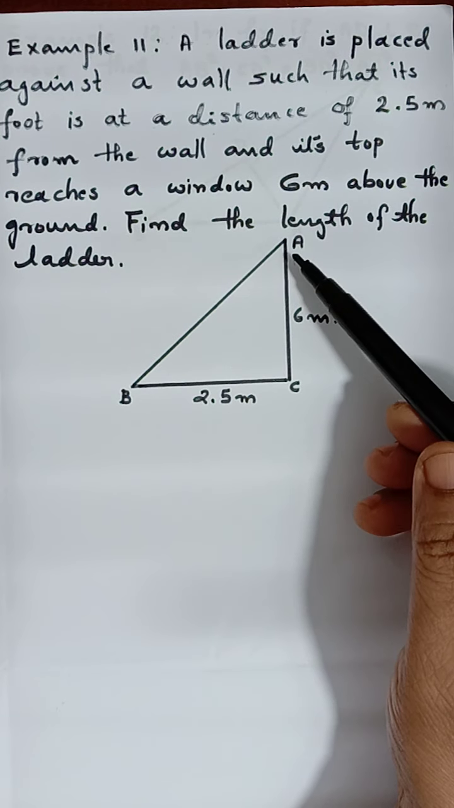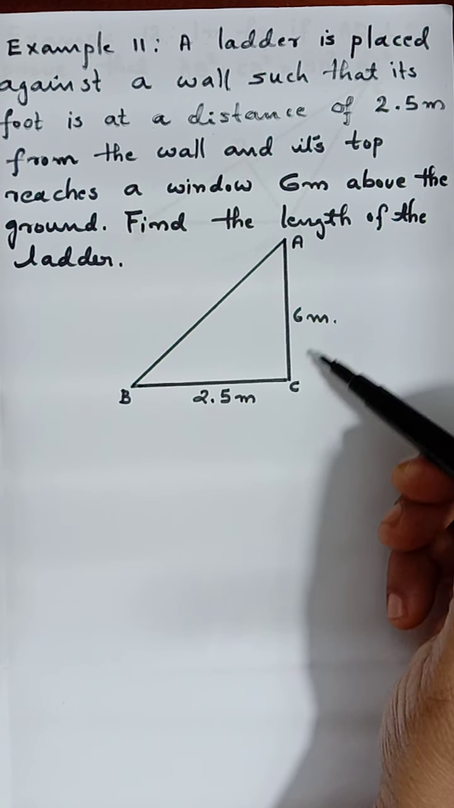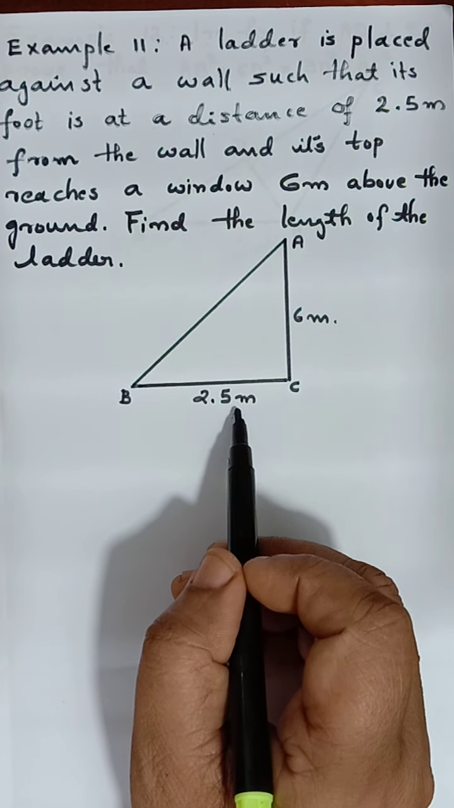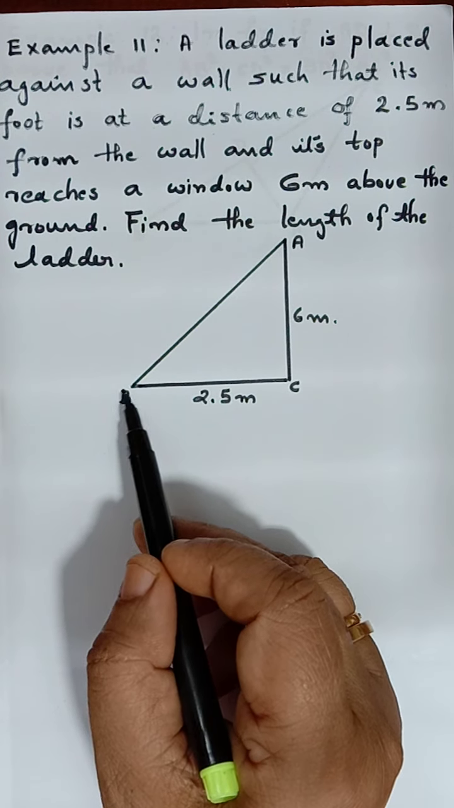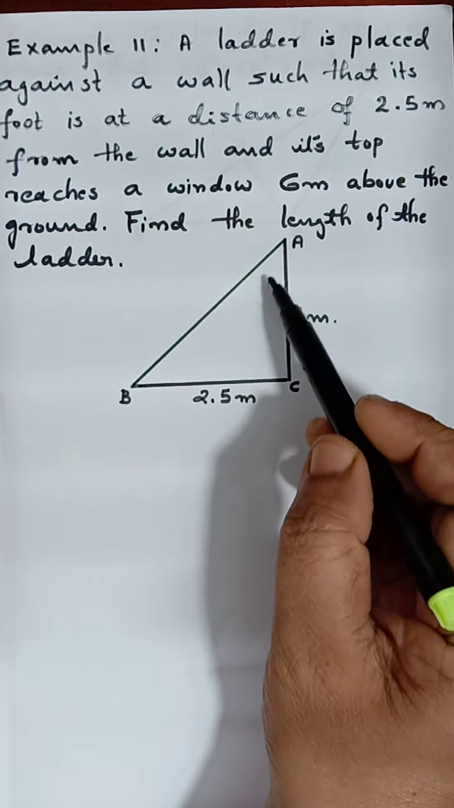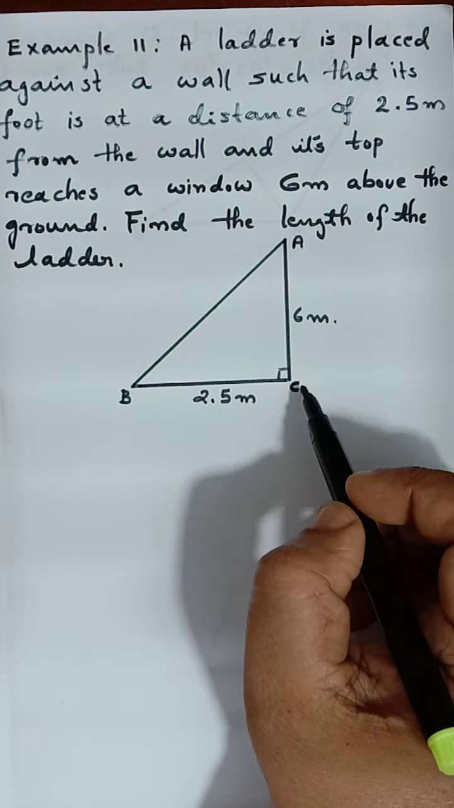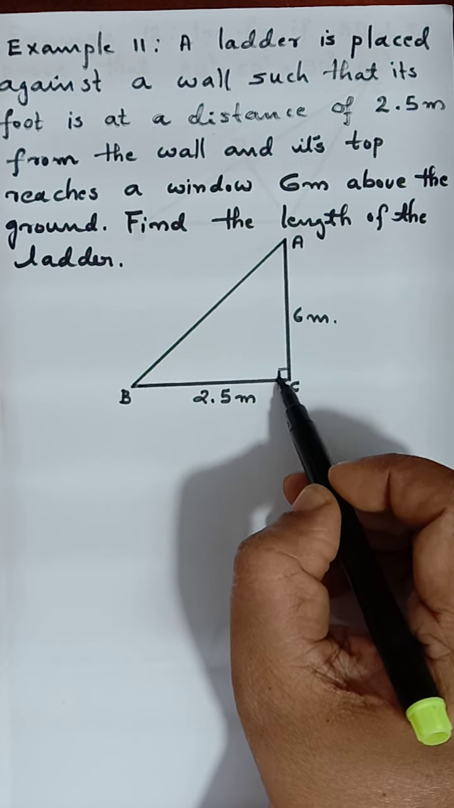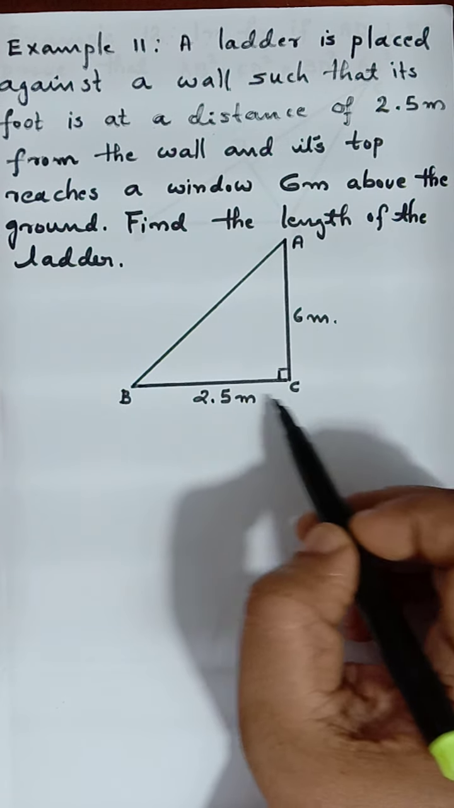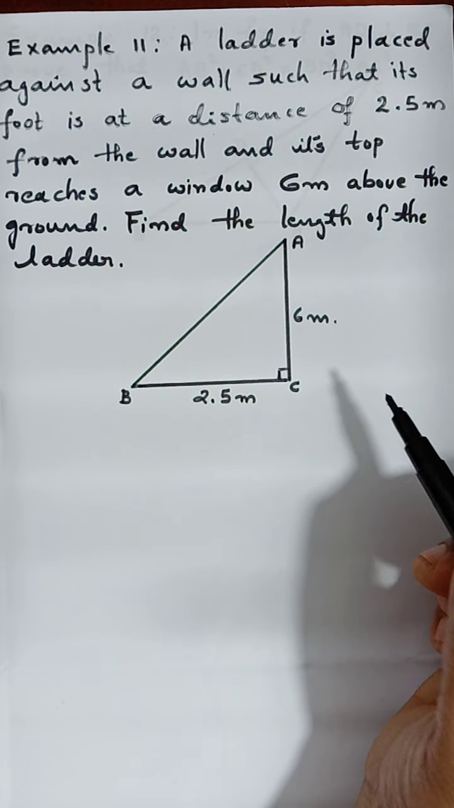Here we can see the ladder. It is represented by AB and the wall is represented by AC having 6 meter height, and BC is 2.5 meter. That is, the ladder's foot is 2.5 meter away from the foot of the wall. Find the length of the ladder. That means AB we have to find out. Whenever we consider AC as the wall, it is always perpendicular to the base or the ground. Always wall is perpendicular to the ground. Therefore, this triangle ACB is a right triangle.